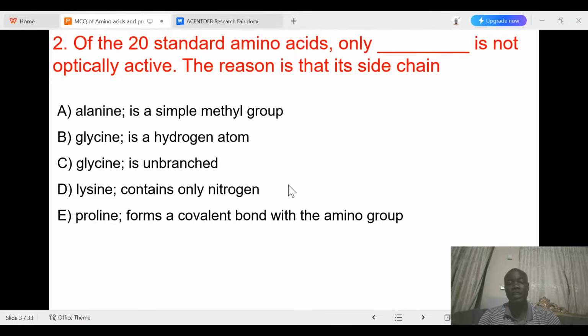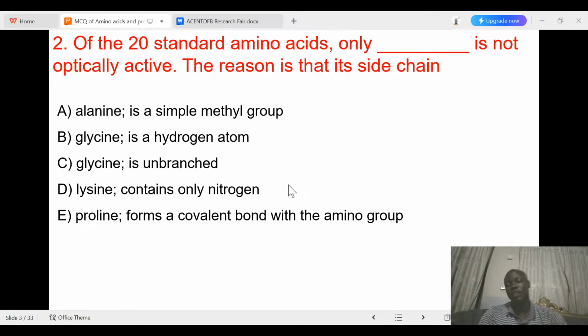So we have the options here. We have alanine, we have glycine, where the side chain is a hydrogen atom. Then we have glycine, the side chain is unbranched. We have lysine, which contains only hydrogen. And then we have proline, which forms a covalent bond with the amino group. So what is the answer to this question?